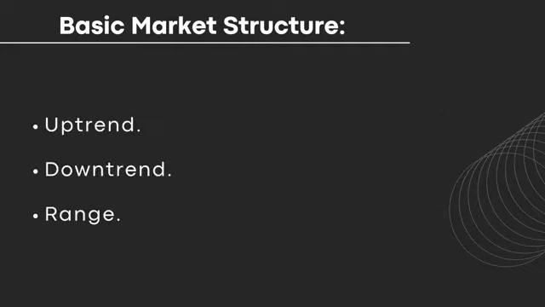Moving on, in basic market structure, we've got three types of market structure. We've got the uptrend, the downtrend, and last but not least, the range. Now we're going to see what each structure is made up of, and what the combination of highs and lows is for each. Some of you might be aware of it, but it's good to revise. So let's move on.